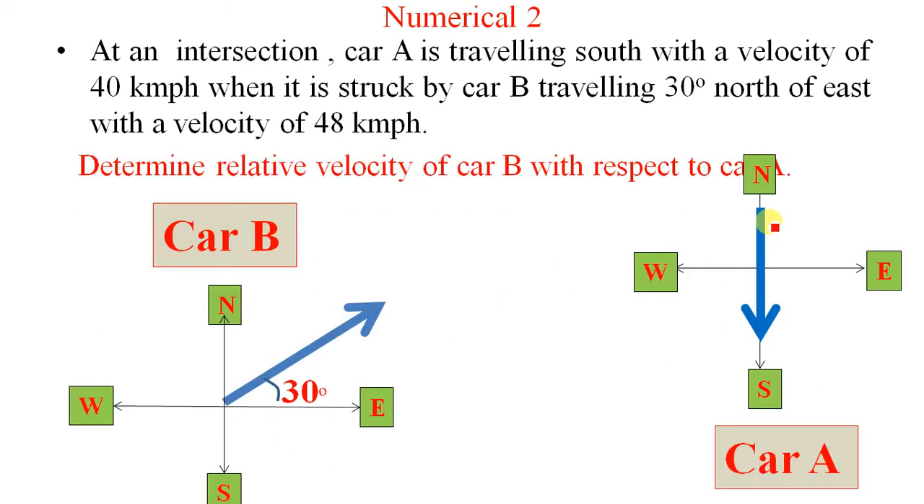Okay. So here it is mentioned that car A is traveling towards the south with a velocity of 40 kmph, and the car B is traveling 30 degrees north of east with a velocity of 48 kmph. Friends, here you have to remember that this angle is given as 30 degrees north of east.